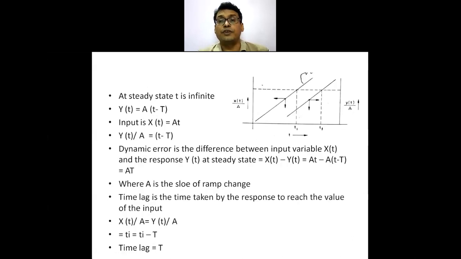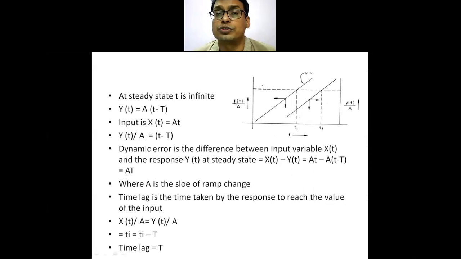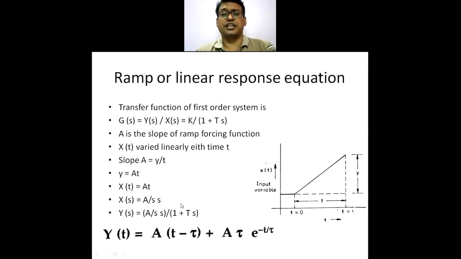Now what will it give as the output? This is what my input is. Now the second step is the output. What will be the output? Input is x(t), which is equal to At. Now what is the output? This is the transient response, you will say. That is A t minus tau plus A tau e raised to minus t upon tau. This is the transient response for the ramp or linear change.